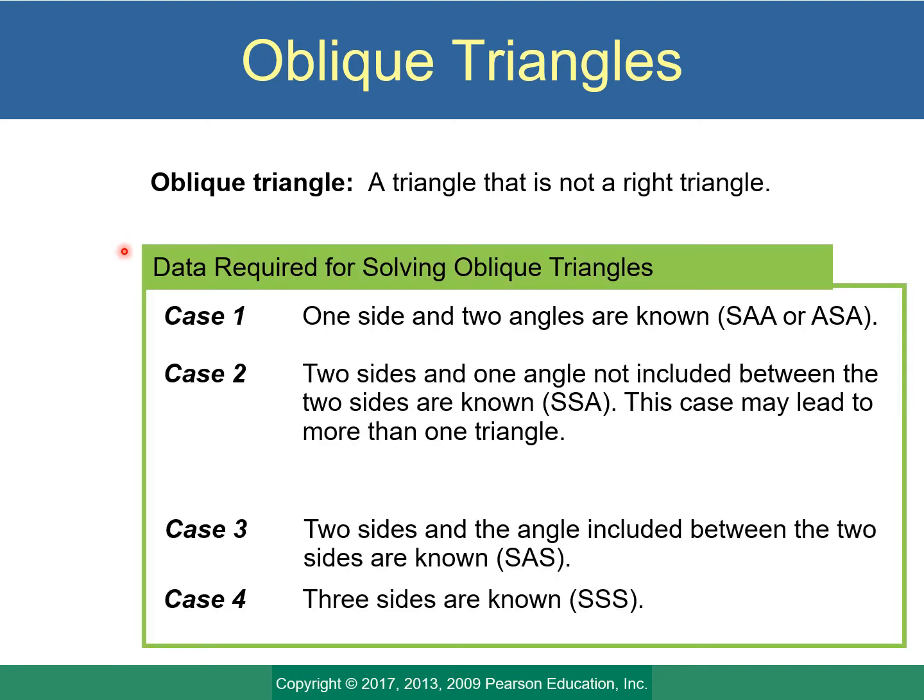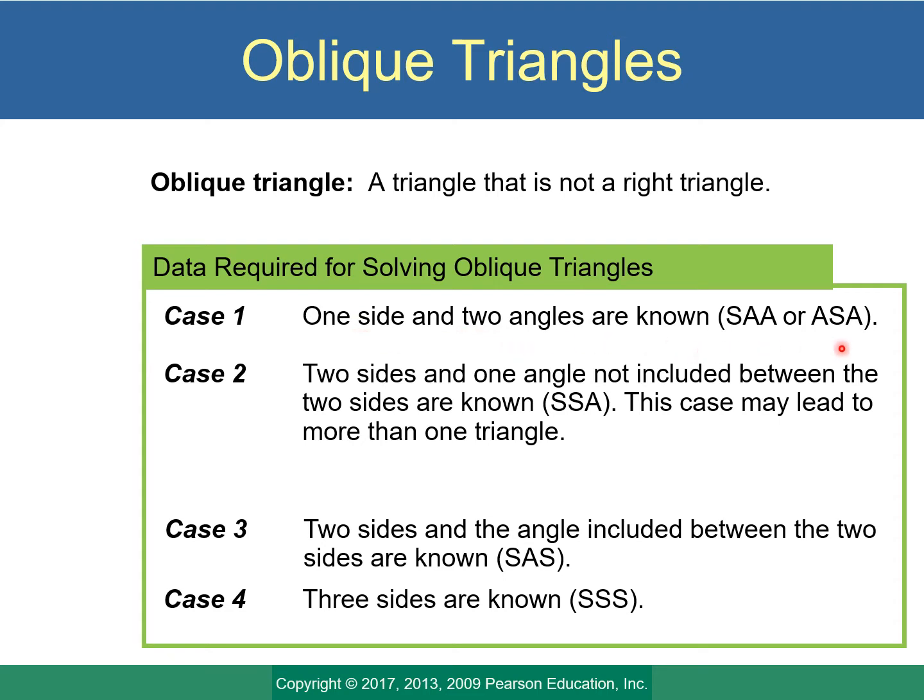Now, in order to solve an oblique triangle, we break it into four different possibilities. We call them cases. So case one, a side and two angles are known. So this will be given to you. You're going to be told what one of the side lengths is and then two of the angles.